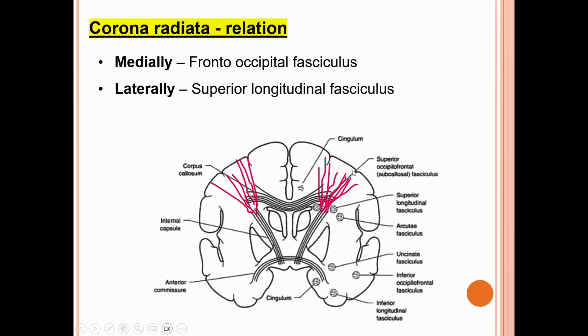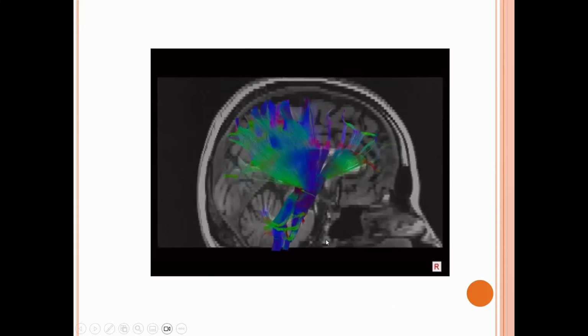Now you see here, the fibers are coming here like this and they will be passing here. That is the location of internal capsule. Internal capsule, as I have told, is dividing the corpus striatum or basal nuclei or basal ganglia into medially caudate nucleus and laterally lentiform nucleus. This lentiform nucleus consists of globus pallidus and putamen. We will see in the next slide.